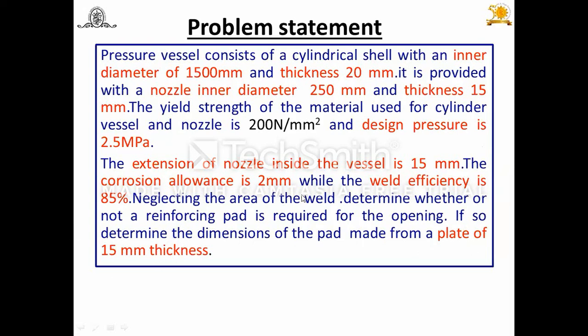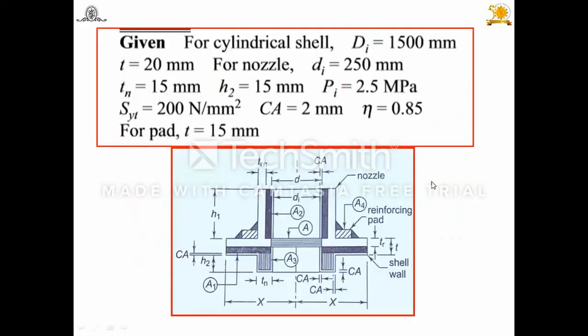It's a solved problem from V.V. Bhandari's book. For understanding purposes, I am referring to it here, and I would like to describe and demonstrate the concepts in the design of openings of pressure vessel. Now here, look at this. The given data for the cylindrical shell: Di is given as 1500, T is given. Then for the nozzle, Di is given as 250.